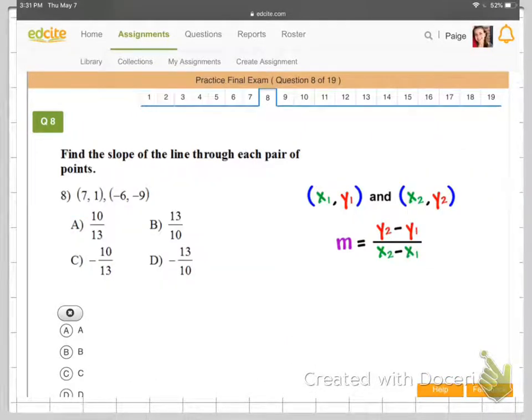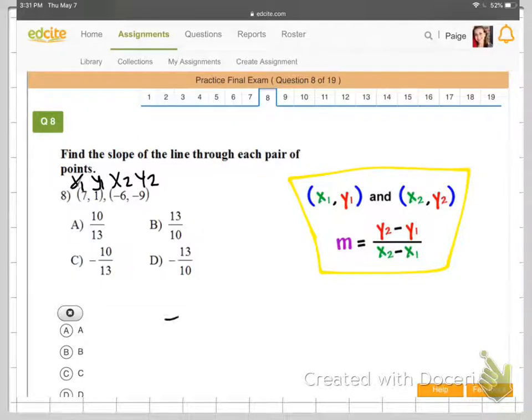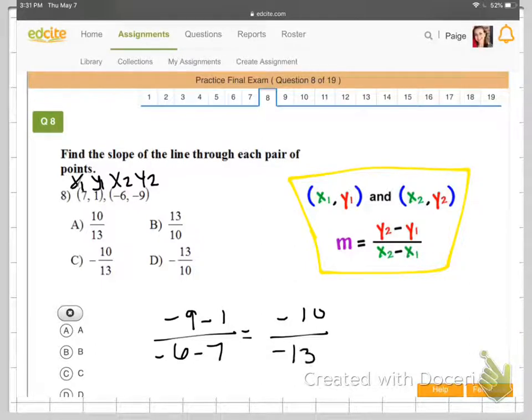Okay, on to number 8. Like I said, I'm giving you guys the formula, so you'll see the same thing over here on your final. You don't have to memorize it. But first things first, let's label our points. Okay, so I've got my x1, y1, x2, y2. So I'm going negative 9 minus 1 over negative 6 minus 7. So negative 9 minus 1 gets me a negative 10. Negative 6 minus 7 gets me a negative 13. But a negative divided by negative gets us a positive 10/13. So my answer here is A.